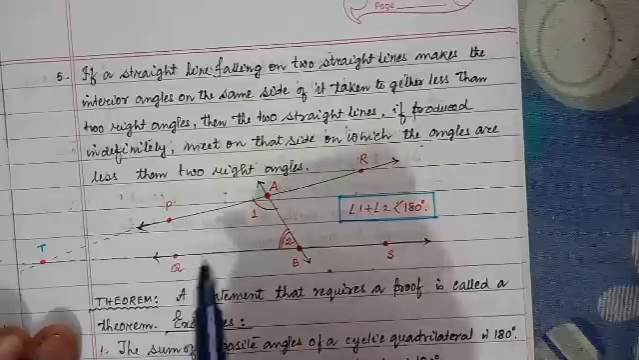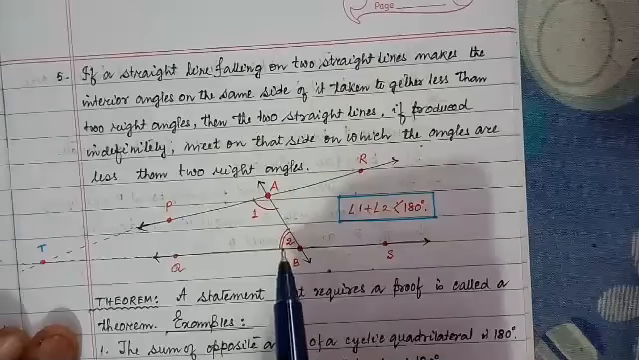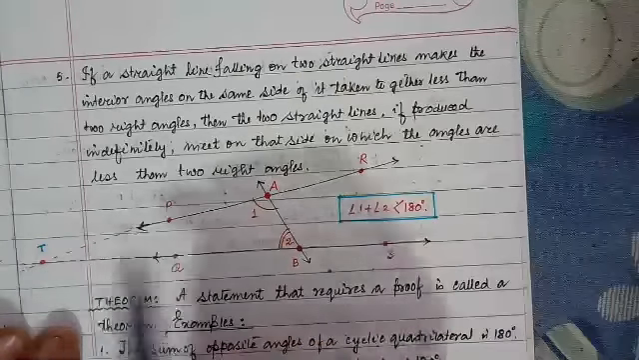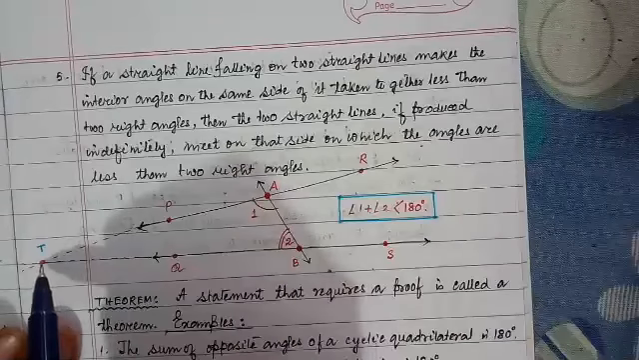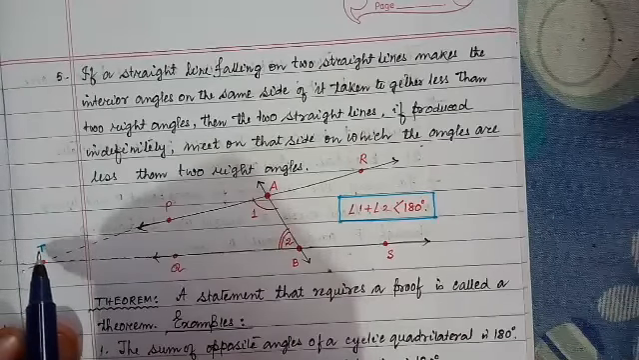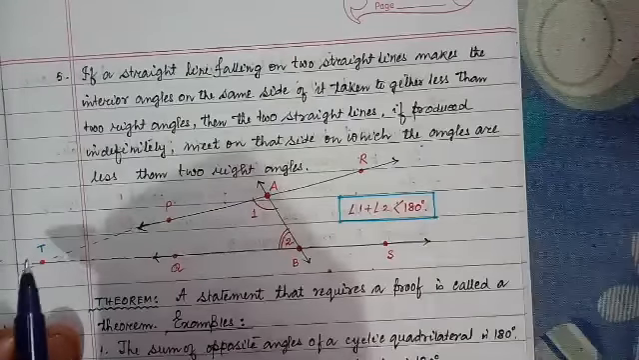We have shown that the sum of these two angles, angle 1 and angle 2, is less than 180 degrees. So if these are produced in this direction, they will meet at a point according to the postulate, and it is true. We see that the lines meet at point T.